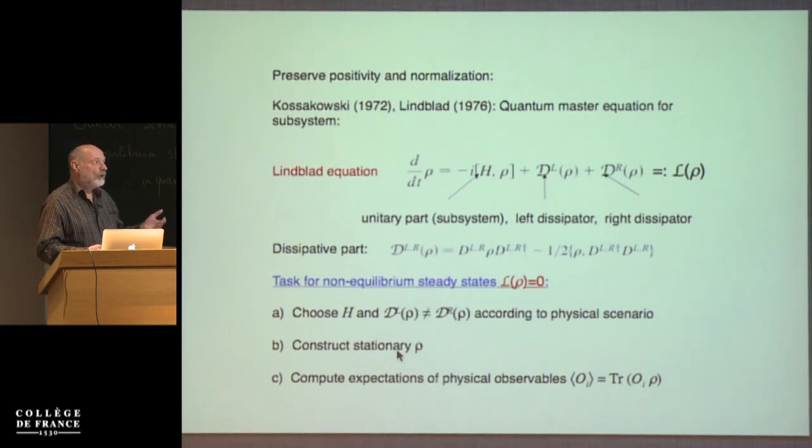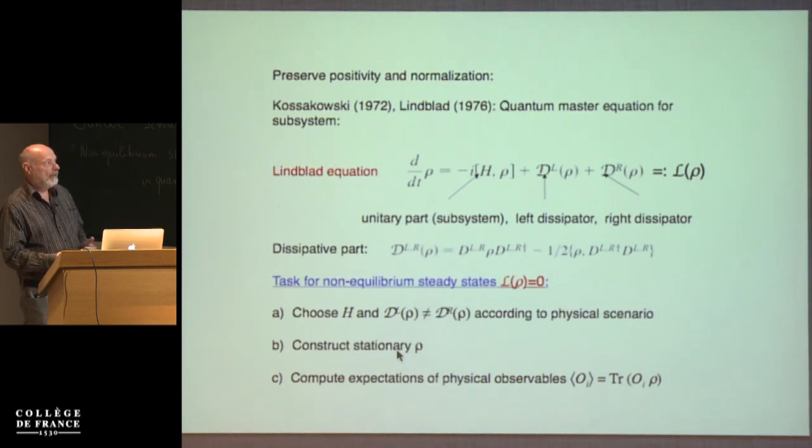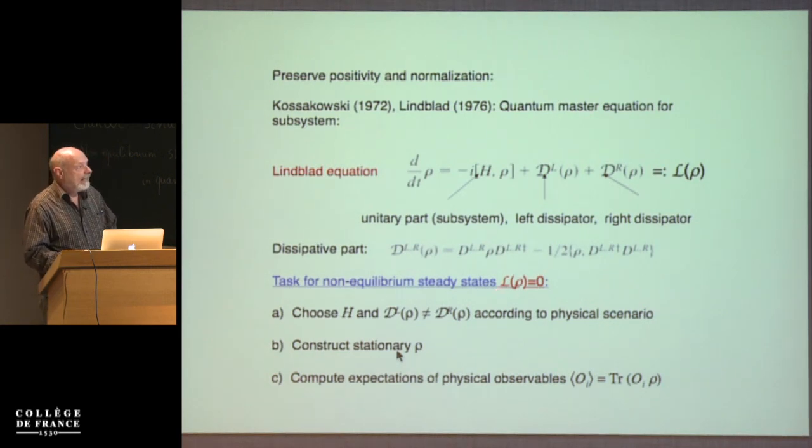So if you carry out this program and believe in it, what will come out is something of this form. What you have to do in reality, if you want to look for a non-equilibrium steady state, which is the solution of this equation where L of rho is simply equal to 0, is you choose your H according to your physical setting. You also choose these boundary dissipators according to what you do in your experiment. You have to guess what operators to choose in order to model a situation. Then you solve this equation in some way, and then you can compute expectation values of physical observables, which will again be just a trace of the observable times the density matrix.